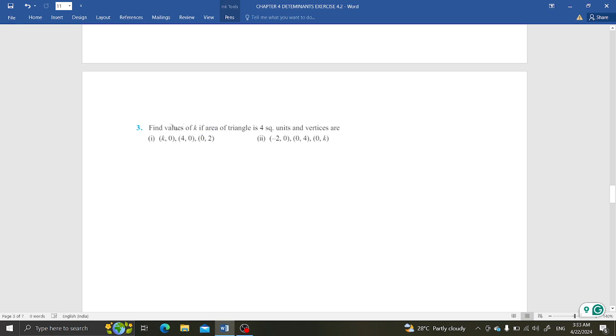Find the values of k if the area of the triangle is 4 square unit. In the starting I said that if the area of the triangle is given, then we need to use the plus 4 value and minus 4 value. But how can we use that here? Because we need to find the value of k. What they are saying is, find the values of k if the area of the triangle is 4 square unit and the vertices are given like that.